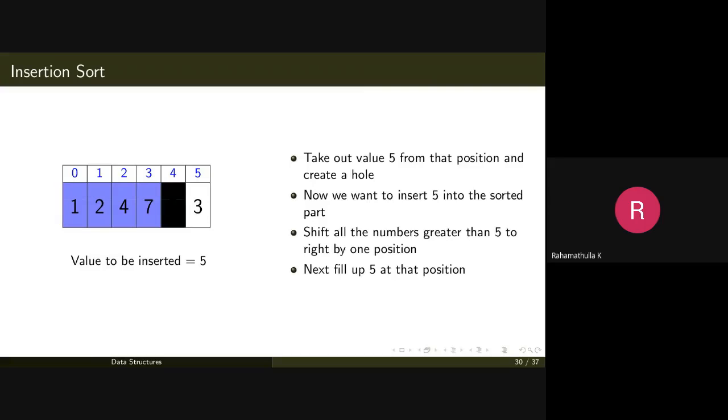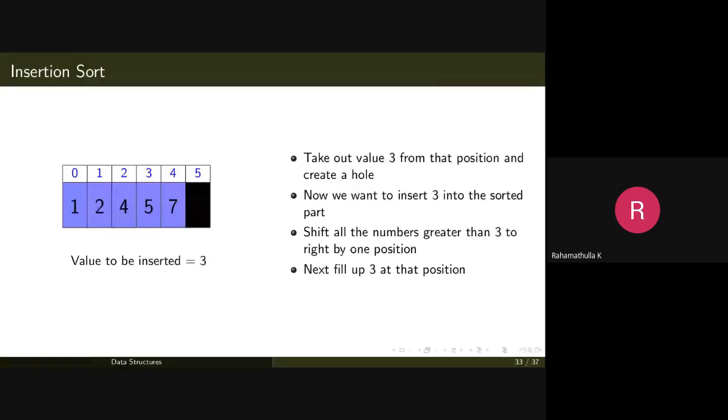Next element is 5. We take out 5 from that position and create a hole. Then we shift all the elements that are greater than 5. So it will be like this and we insert it. Next element is 3. We take out 3 from that position and create a hole and shift all elements that are greater than 3 to the right hand side by one position. So 7, 5, 4, all these 3 values will be shifted and 3 will be inserted at that position. Once all the elements are shifted and when all the cells are in blue color, you can say that it is in the sorted order.